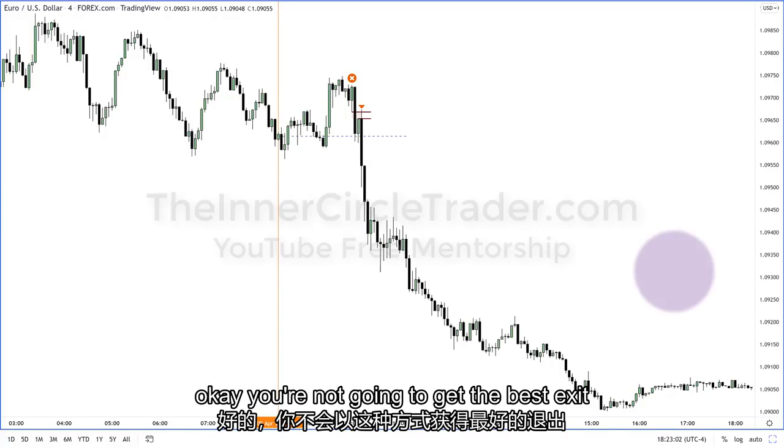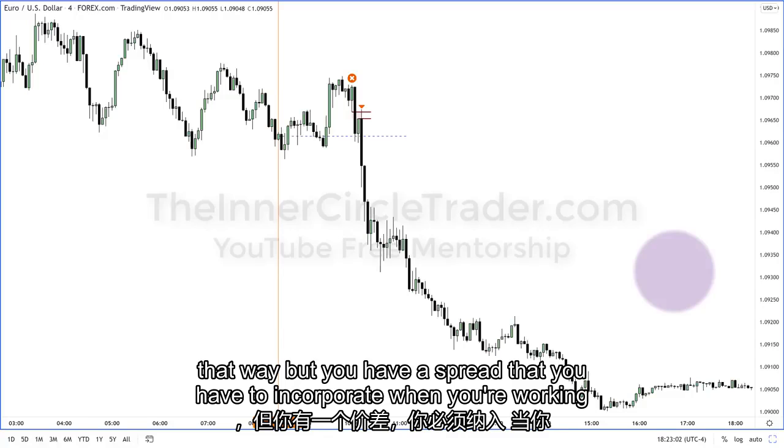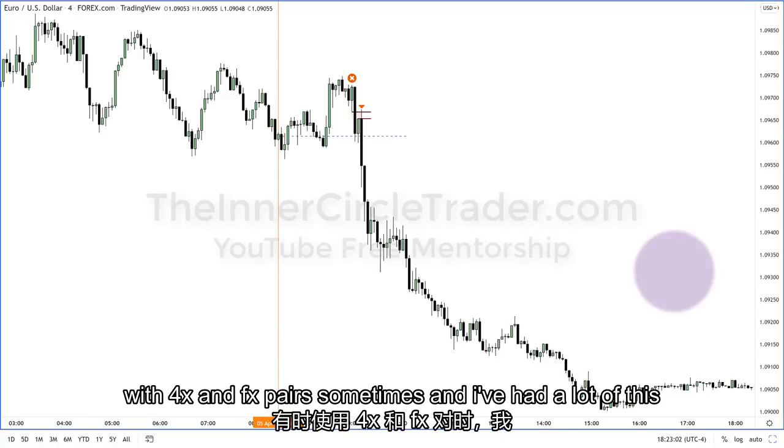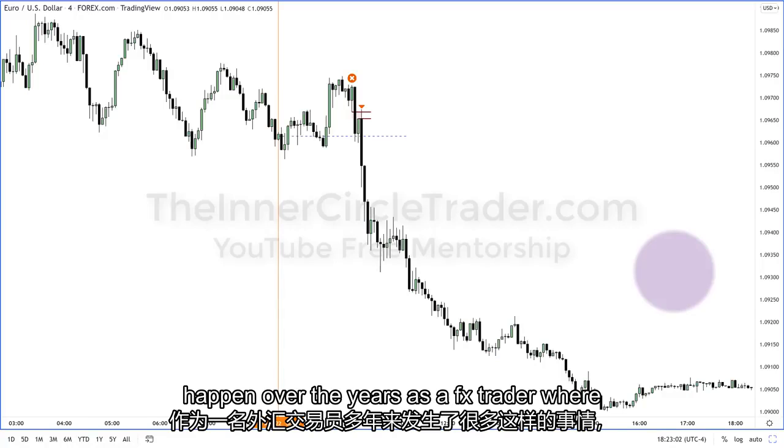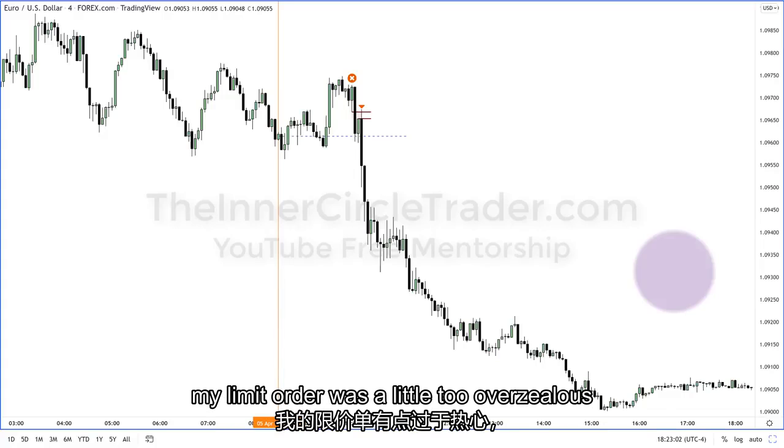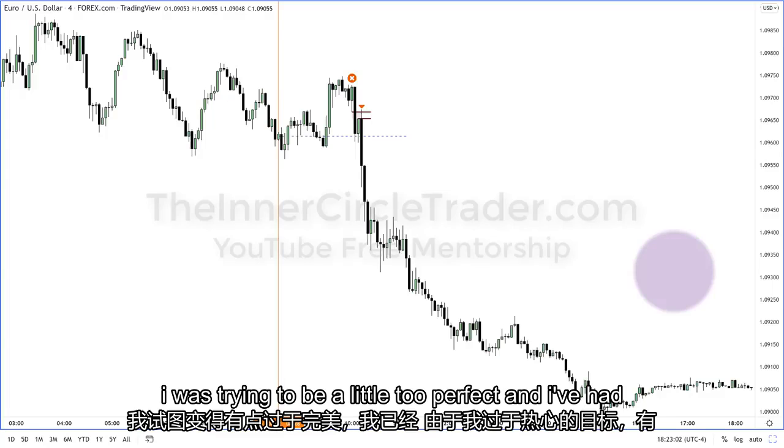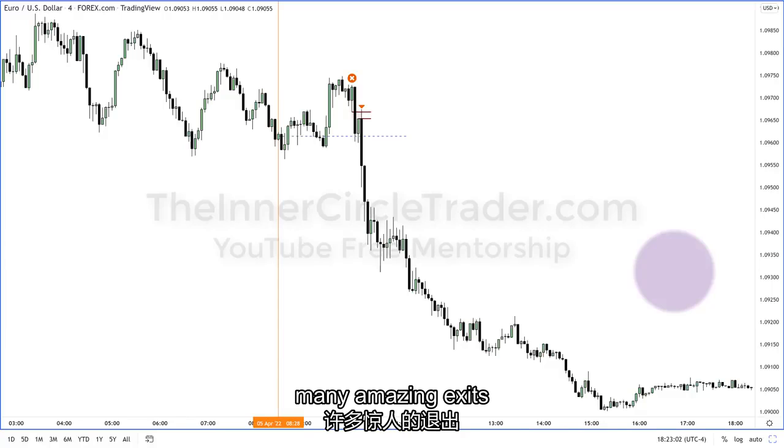You're not going to get the best exit that way, but you have a spread that you have to incorporate when you're working with Forex and FX pairs. Sometimes, and I've had a lot of this happen over the years as a FX trader, my limit order was a little too overzealous. I was trying to be a little too perfect, and I've had many amazing exits elude me because of my overzealous targeting.